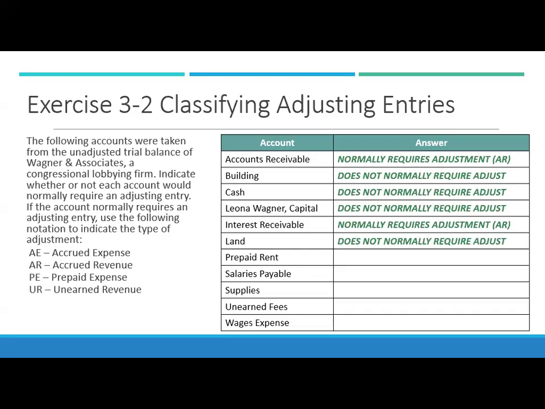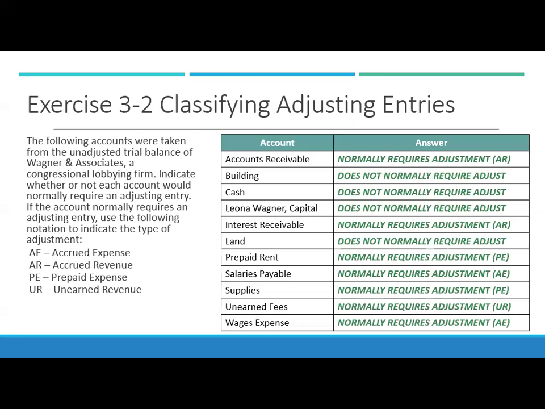Land does not require adjustment. Land also is never depreciated because there's a set amount of land that doesn't decrease over time, right? Prepaid rent does normally require an adjustment. Salaries payable, supplies, unearned fees, and wages expense all are accounts that generally require an adjustment.